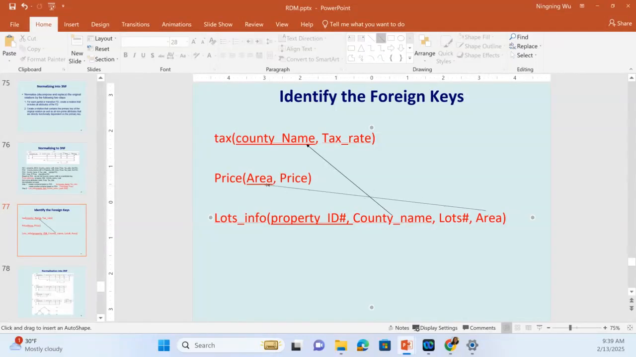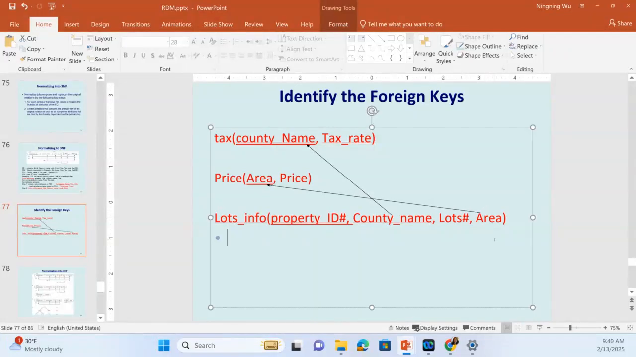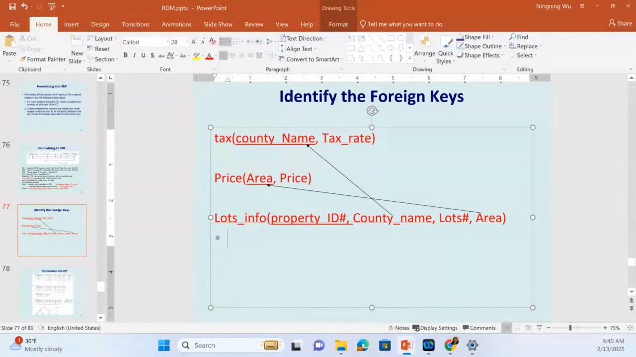So we have this error points to this error. Okay, so that's another foreign key. It means that in loss info, the error is a foreign key reference to the primary key of the price. But once again, a foreign key can reference a primary key and can also reference a secondary key. Both the primary key and the secondary keys are called candidate keys, but only one of them is picked as the primary key. Then the remaining will be the secondary keys.